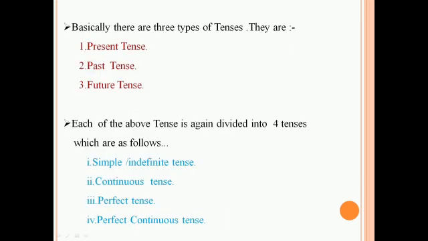There are three types of tenses. They are number 1, present tense, past tense, and number 3, future tense. Each of the above tense is again divided into 4 subtenses, which are as follows. First one, simple or indefinite tense. Second one, continuous tense. Third one, perfect tense. Fourth one, perfect continuous tense.